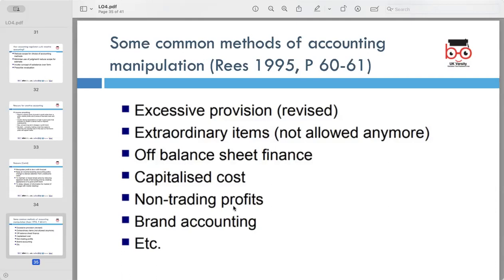Non-trading profits: some companies may generate profit from non-core activities or investments, which can be used to boost reported earnings without reflecting the true performance of the core business. Brand accounting: intangible assets like brands may be overvalued or manipulated on the balance sheet, leading to inflated asset values and potentially misleading financial statements.